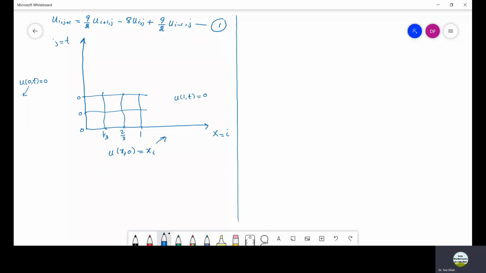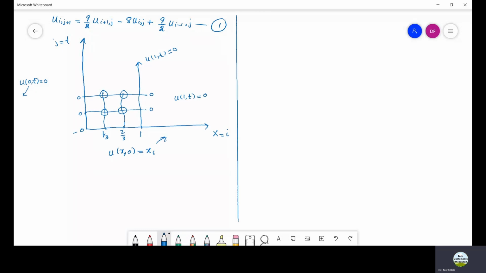So this is the line at which x is 1, and we represent all values of u of 1 comma t along this axis. So this value is now 0, this value is now 0. Now the remaining values are these four values. So the task is to find these four values. Now represent these values in terms of u i j.